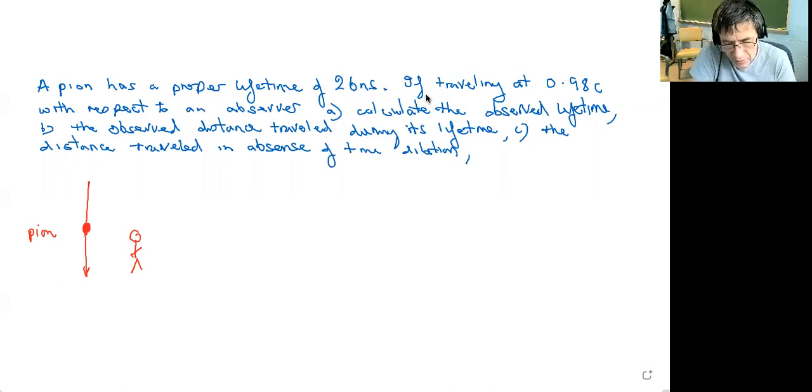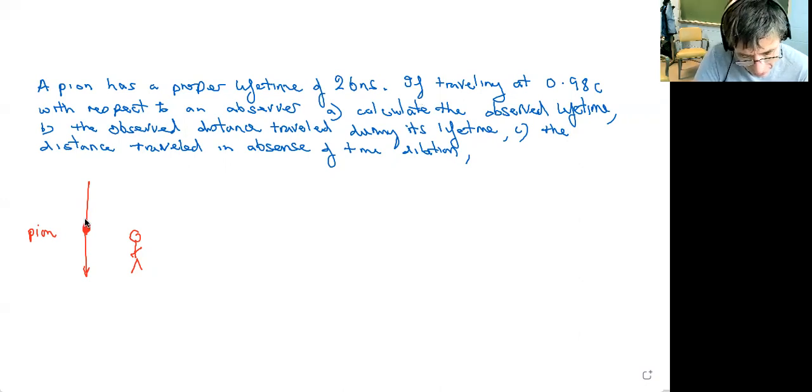So we're told that the pion is traveling at a speed that's close to the speed of light. It's 98% of the speed of light. And we're asked to calculate the observed lifetime when it's traveling at 98% of the speed of light. We're also asked to calculate the distance it travels during that lifetime. And then finally, we're asked to figure out the distance it would travel during its lifetime if there wasn't time dilation effects. So those three questions.